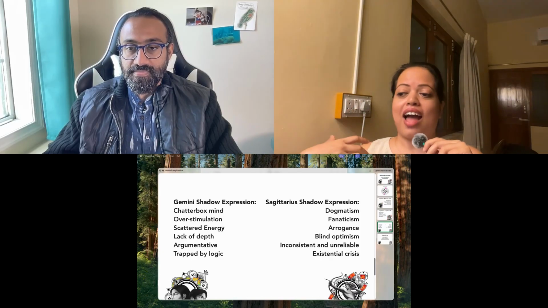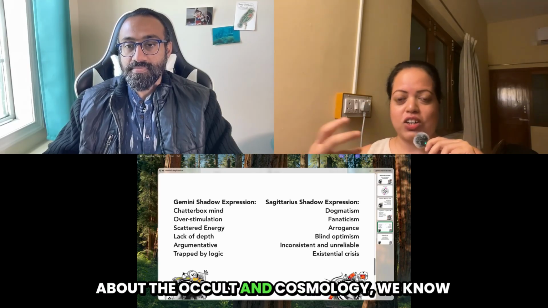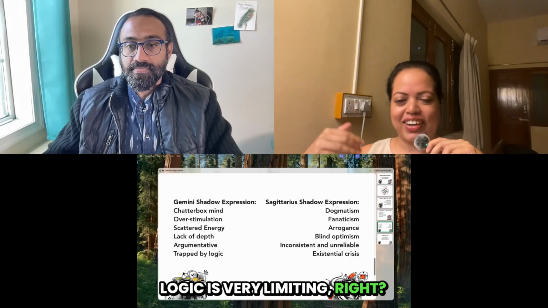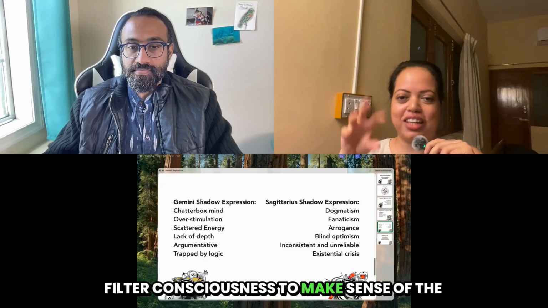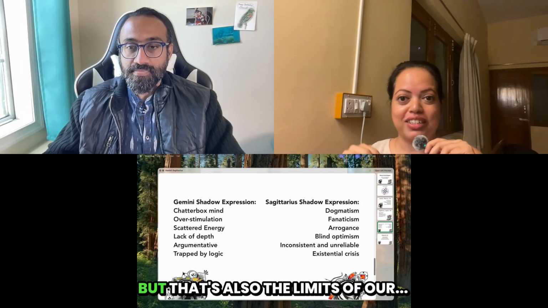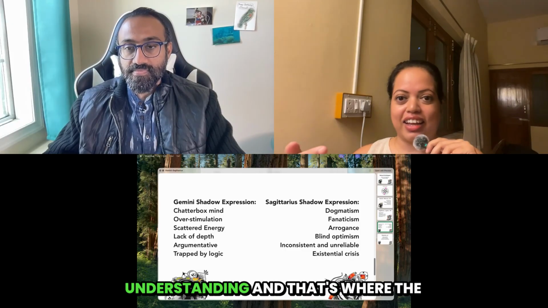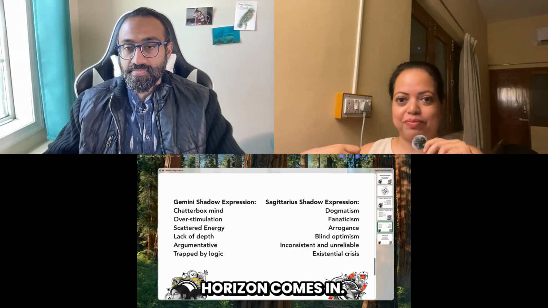And as people talking about esoteric stuff about the occult and cosmology, we know logic is very limiting, right? The human brain literally has to filter consciousness to make sense of the human experience. But that's also the limit of our understanding. And that's where the Sagittarius polarity of expansion, expanding our horizon, comes in.